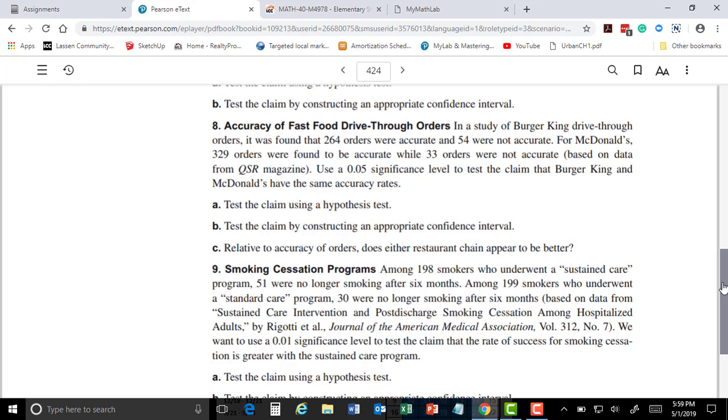Here's a bunch of examples. This one is about stopping smoking. 198 smokers underwent this care, and 51 of them were no longer smoking after six months. Then they had another group, 99 smokers who underwent the standard care program, and 30 were no longer smoking. So somebody could say, oh, 30 and 51, this must be better. You can't tell, because you have to know the variance of what's occurring in this other sample.